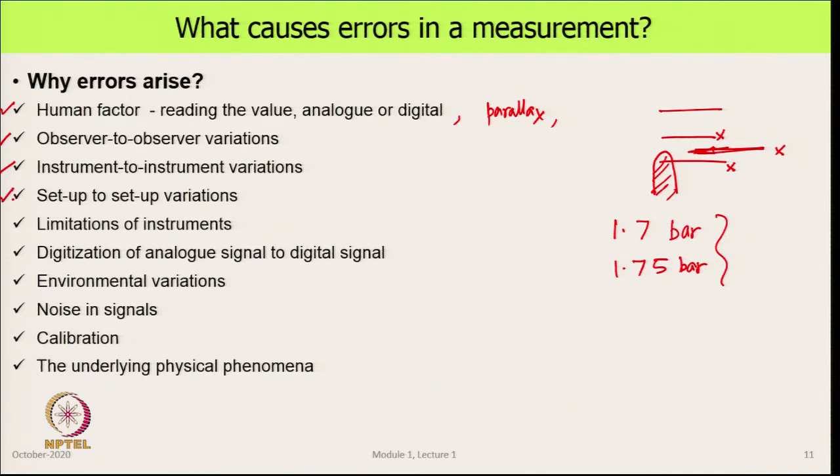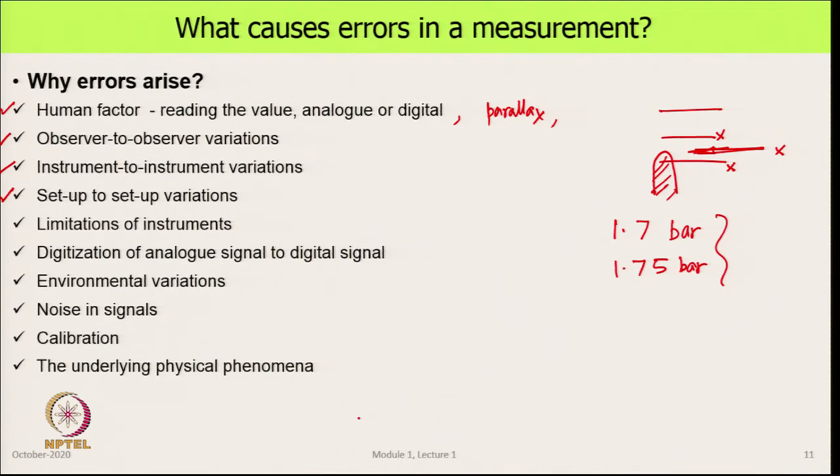Then there could be variations from setup to setup. You may want to make the same measurement, but once you use one apparatus, the other time you use another apparatus and you find you get two different values. An example of that is that you want to take your weight, you take one weighing balance, you measure your weight on that, you get some value, you go to another balance, you get some other value.